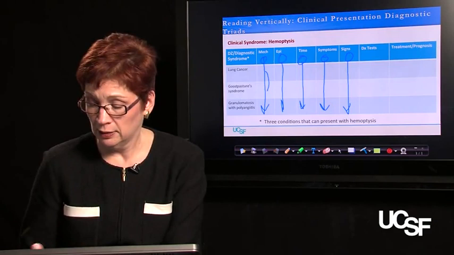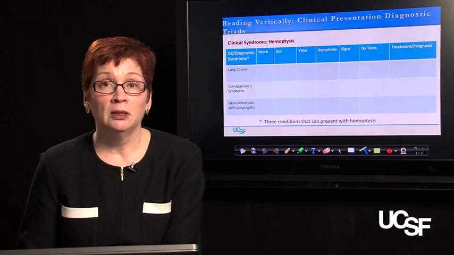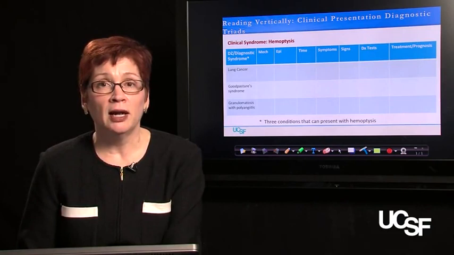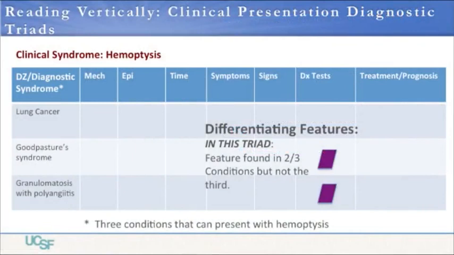Now, it's also going to help to identify the key and differentiating features that should be a core element of these disease illness scripts. Now remember, a differentiating feature is, within a given clinical presentation diagnostic triad, a feature that can be found in two out of three conditions, but not in the third.